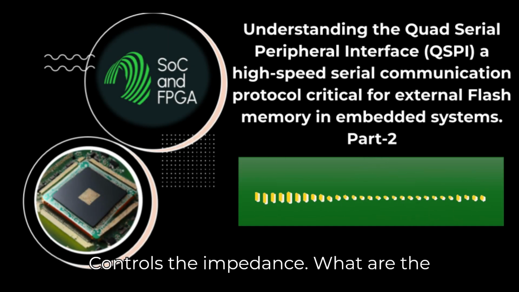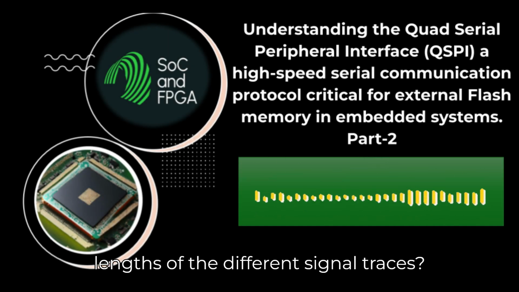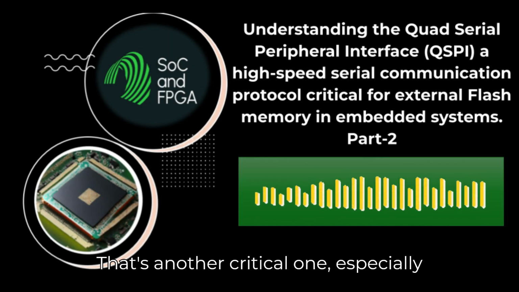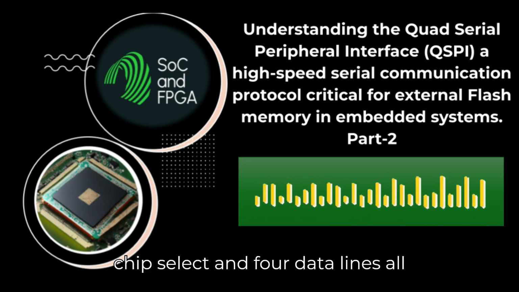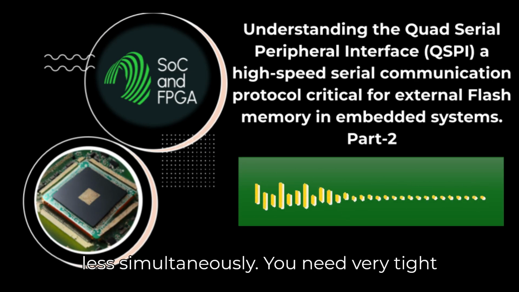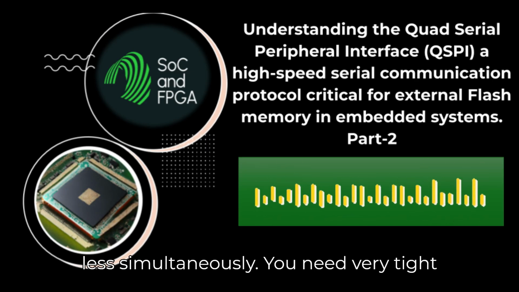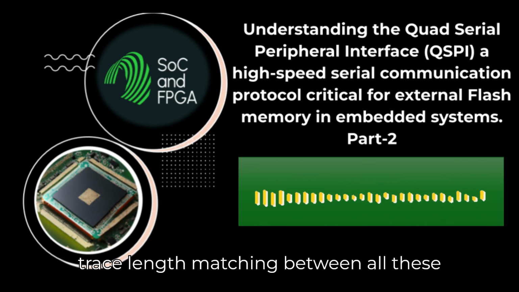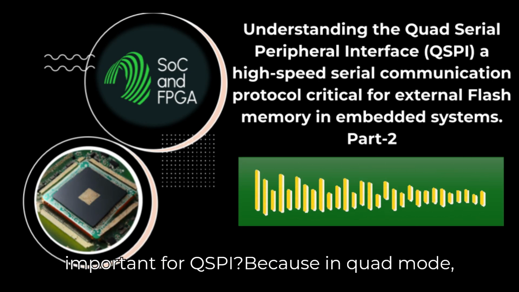and controls the impedance. What are the lengths of the different signal traces? That's another critical one, especially in quad mode where you have the clock, chip select, and 4 data lines all needing to arrive at the receiver more or less simultaneously. You need very tight trace length matching between all these critical signals. Why is that so important for QSPI?